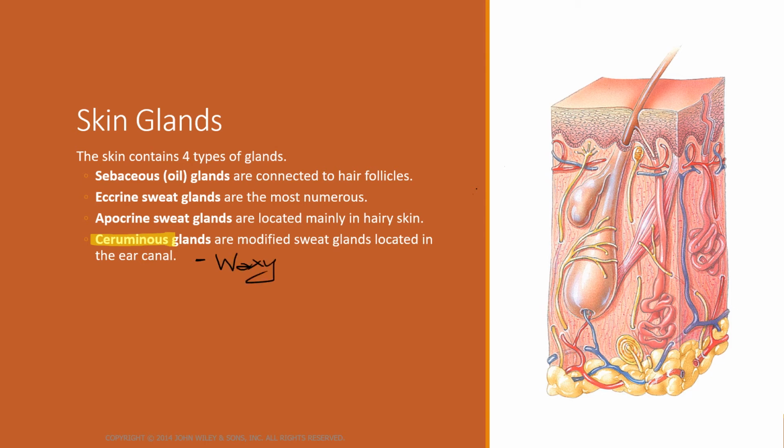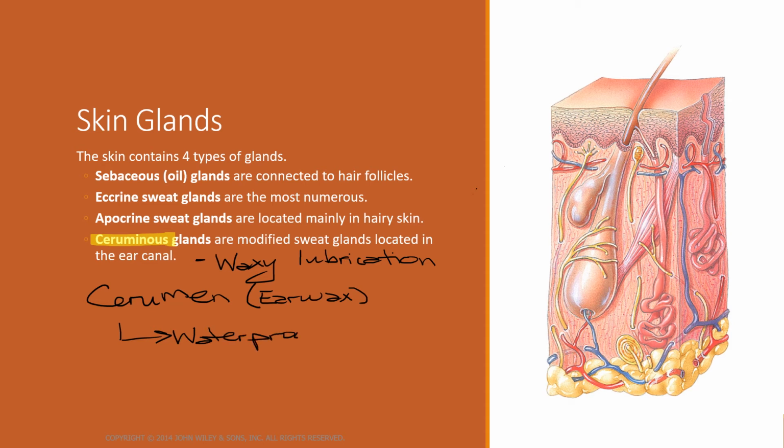So this waxy lubricating secretion, combined with the sebaceous glands in the same area, produces this yellowish material that is called cerumen. And cerumen is more commonly known as earwax. So cerumen actually waterproofs the ear canal, and it also prevents bacteria and fungi from entering the cells. So it's quite important in the ear. So waterproofs and protection. Protection from bacteria and fungi.